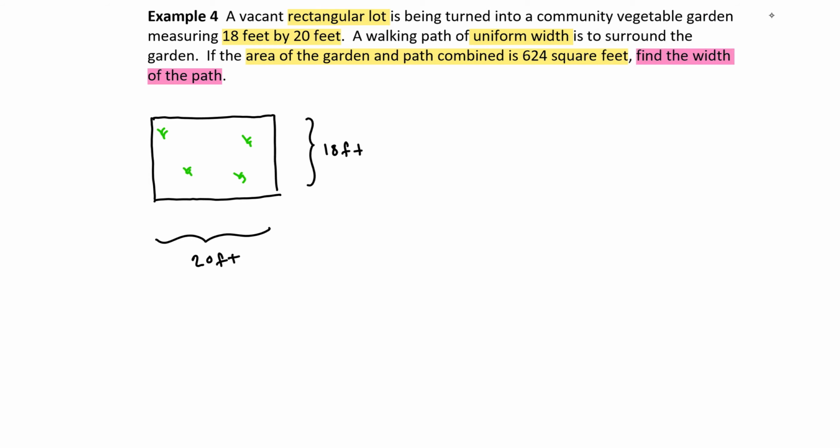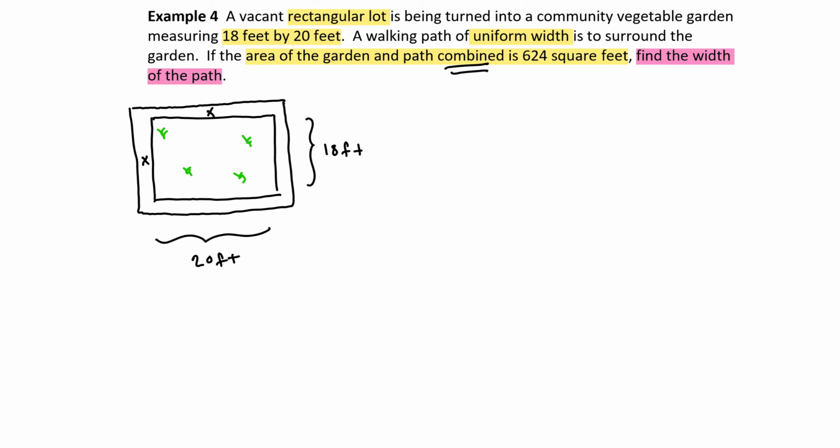Now a walking path of uniform width is to surround the garden. So people have to be able to access this garden to pick the vegetables. So this path is of uniform width all the way around the garden. We don't know how wide it is, so we'll say it's x feet wide here, and it's uniform, so it's x feet wide here.